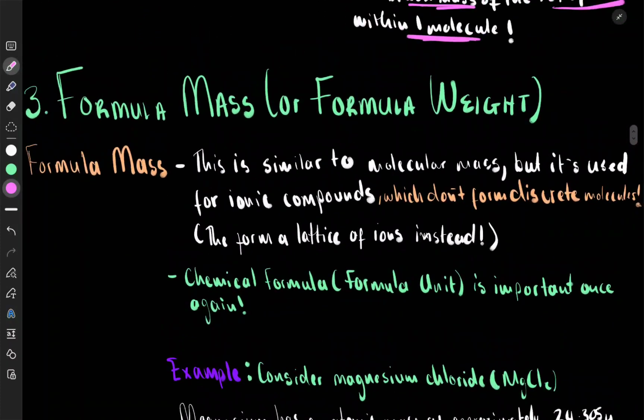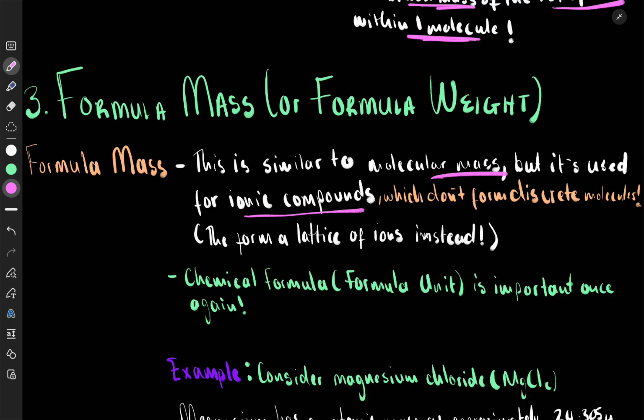This one more is going to be the formula mass. I'm sure some of you can already guess. Formula mass will now be the mass of each formula unit. It's similar to molecular mass, but it is used for ionic compounds, not molecular compounds.